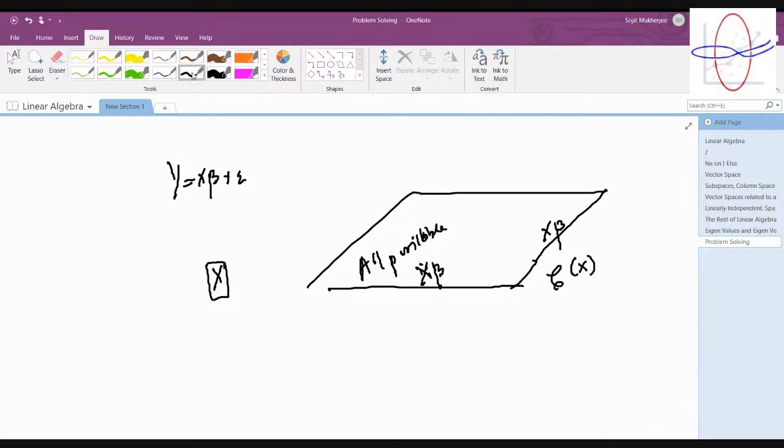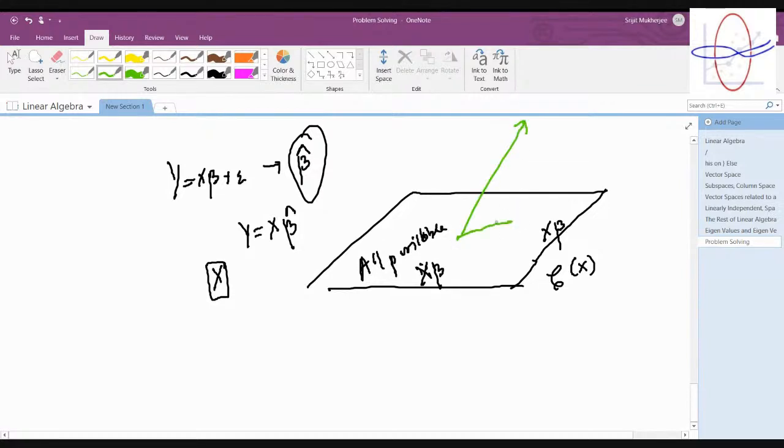Now what you're trying to find is a β hat, such that you're approximating y = Xβ hat. That means you're trying to find a point. This is a y vector, say. You're trying to find a β hat, such that Xβ hat is a vector on this plane. The Xβ is the set of all Xβ, right? Among those, you're trying to find a β hat such that Xβ hat, a vector in this plane, is closest to y.